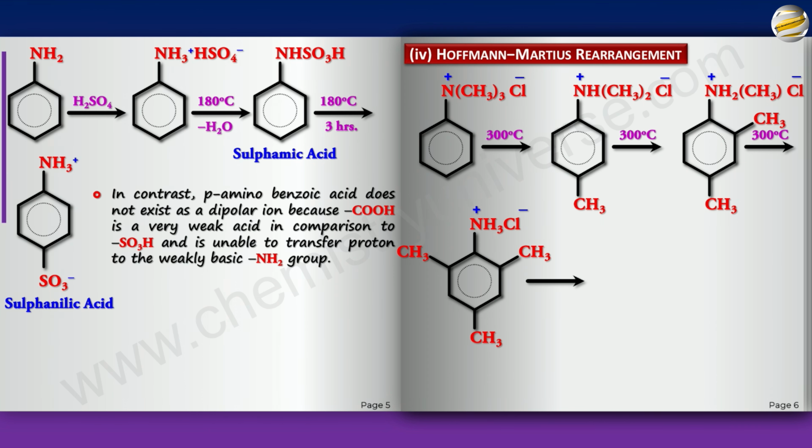Now add a base to remove the proton and hydrolyze the salt. Water will be released and you'll get aniline. So you get 2,4,6-trimethylaniline. This is the Hofmann-Martius rearrangement.